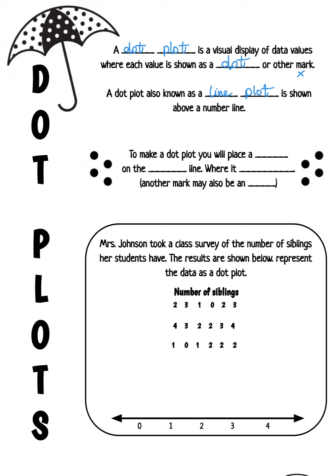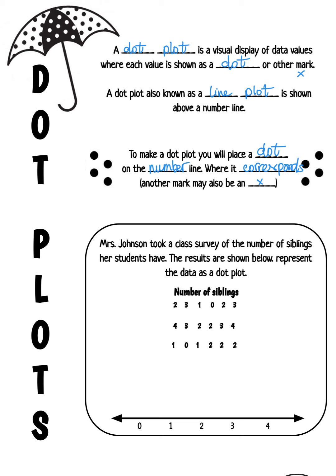So to make a dot plot, you will place a dot on the number line where it corresponds. And another mark you can use can be an X. So Mrs. Johnson took a class survey of the number of siblings her students have. The results are shown below. Present the data as a dot plot.